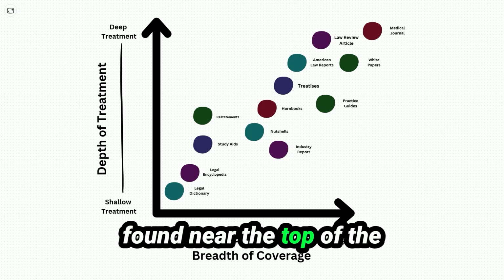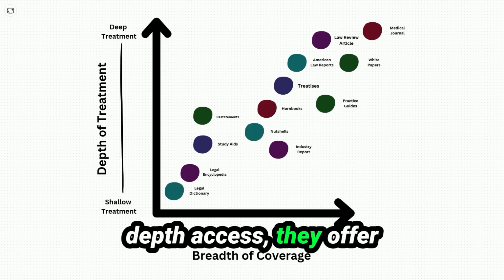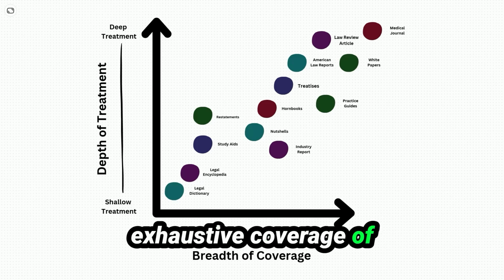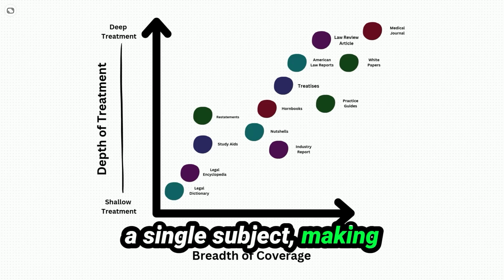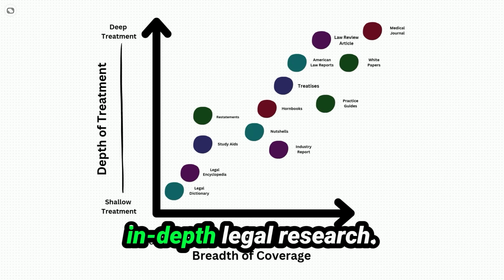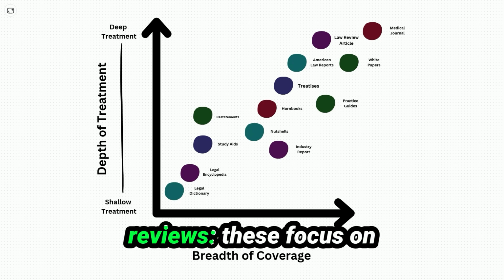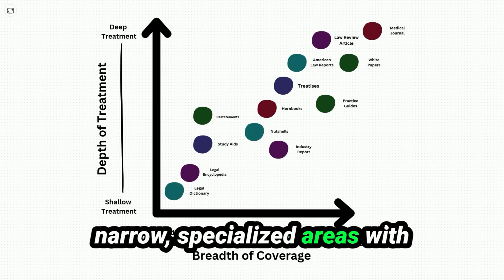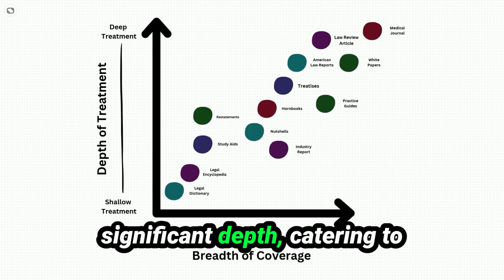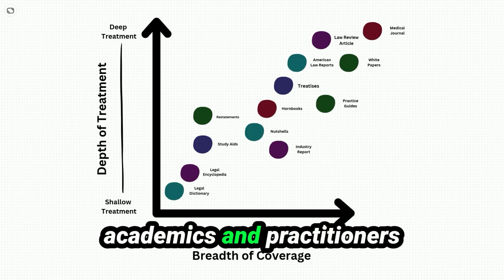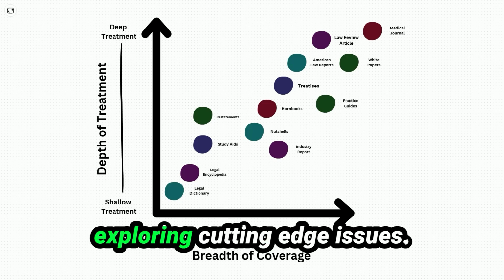Hornbooks and treatises. Found near the top of the depth axis, they offer exhaustive coverage of a single subject, making them invaluable for in depth legal research. Medical journals and law reviews. These focus on narrow, specialized areas with significant depth, catering to academics and practitioners exploring cutting edge issues.